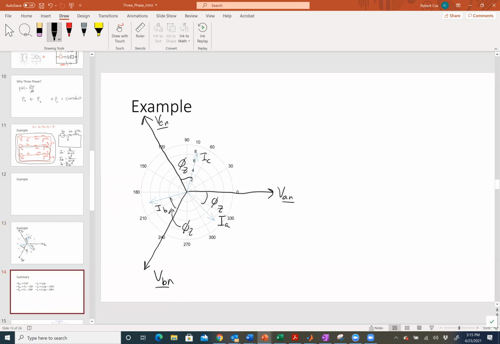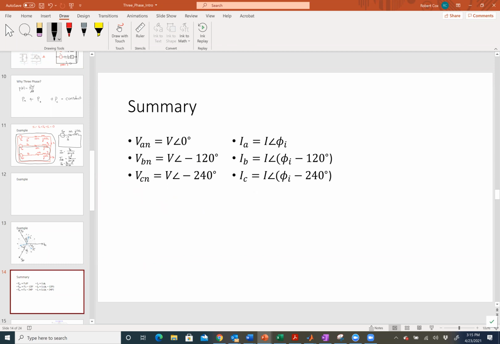So basically, in summary, when I'm approaching these problems, VAN, VBN, and VCN are typically our sources. In three-phase power systems, we don't deal with current sources per se. VAN, VBN, and VCN are shifted by 120 degrees and have the same magnitude. The currents have the same magnitude and are also shifted by 120 degrees from each other, but they have a different angle than the voltage. So I wrote phi sub I because it's going to be different than the voltage in general. If I had all resistors, then the angles would also be 0, but they're not all resistors.